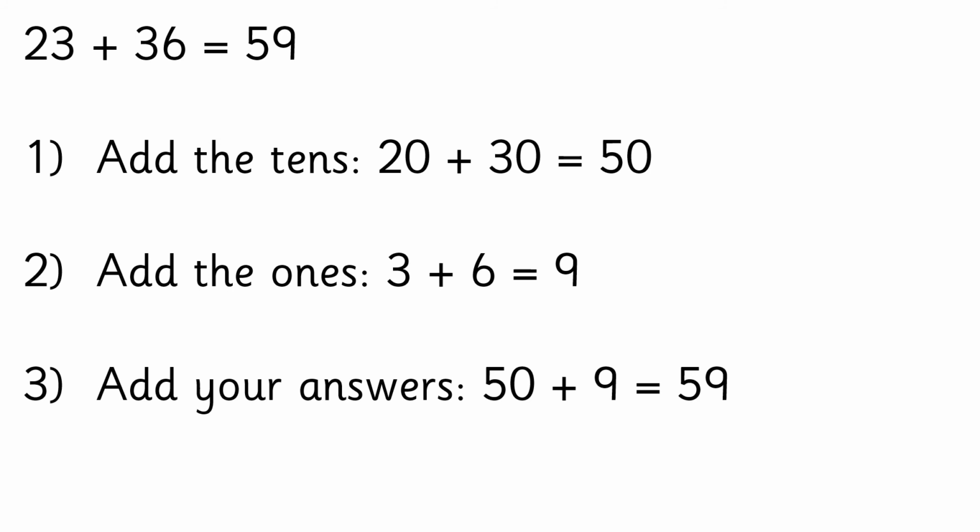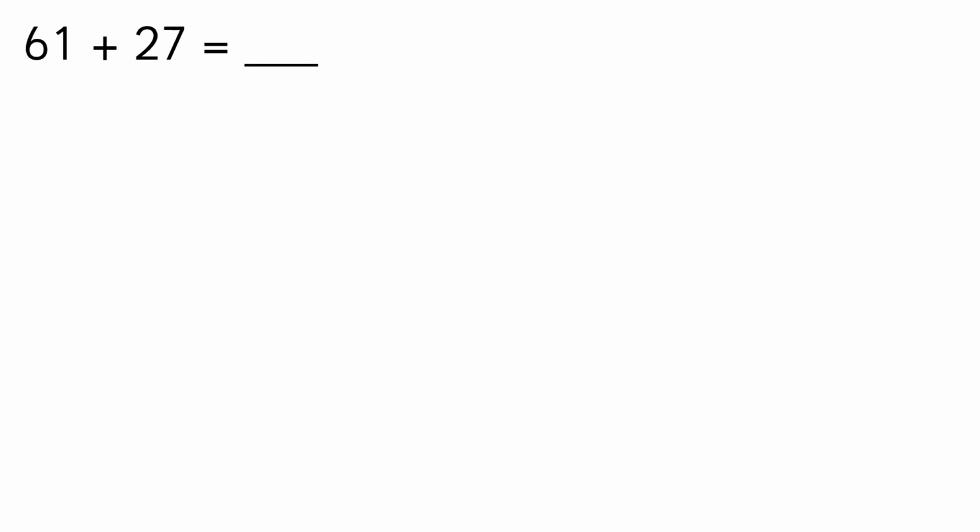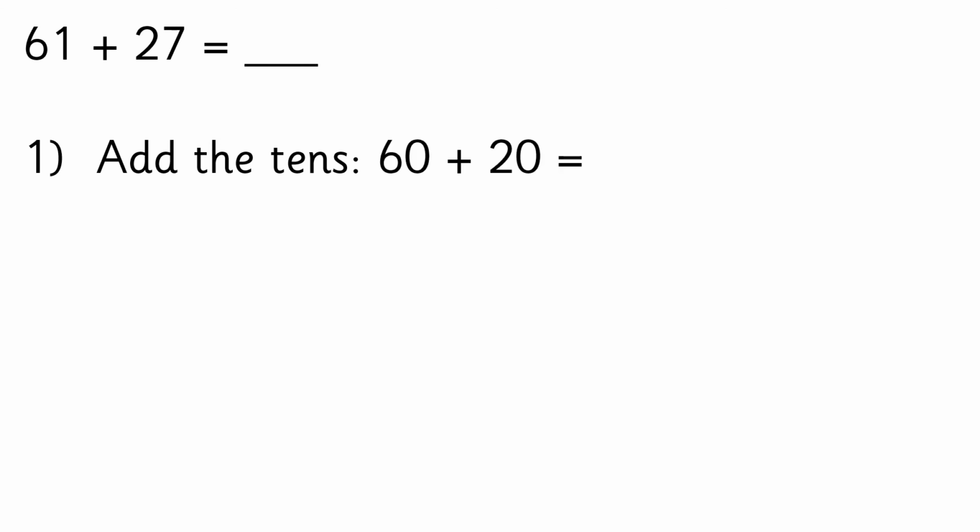Well done for doing that with me. Let's do another one. 61 and 27 equals what? What's our first step? Our first step is to add the tens. And the tens are here, 6 tens and 2 tens, 60 and 20. I know that 6 and 2 is 8, so 60 and 20 is 80. Well done. What's step number 2?